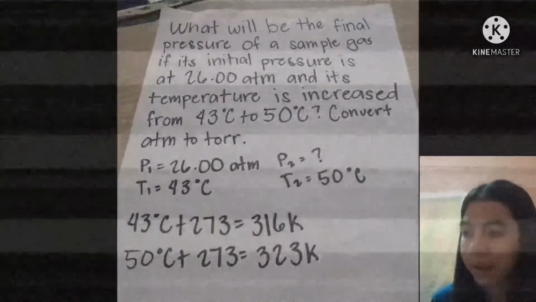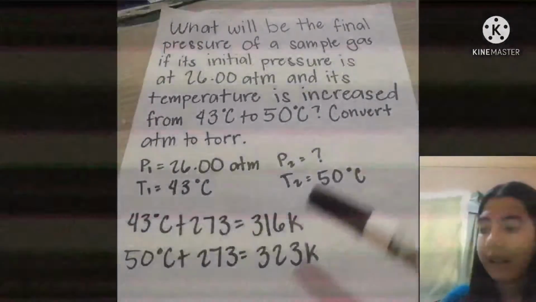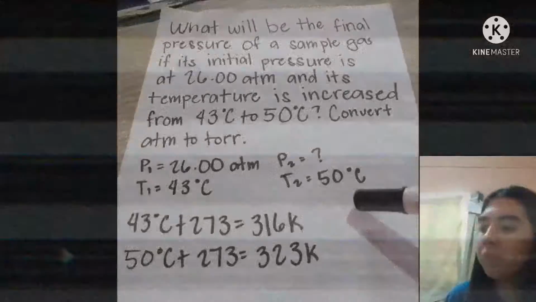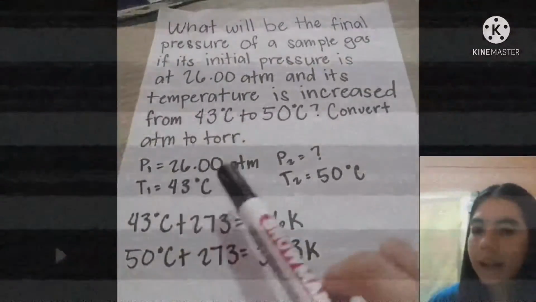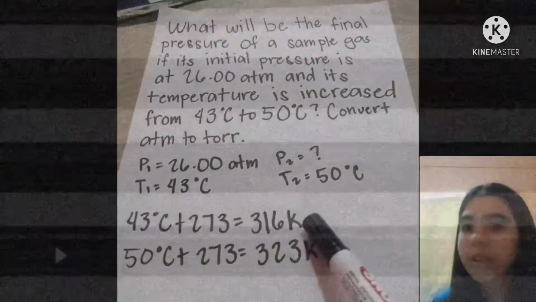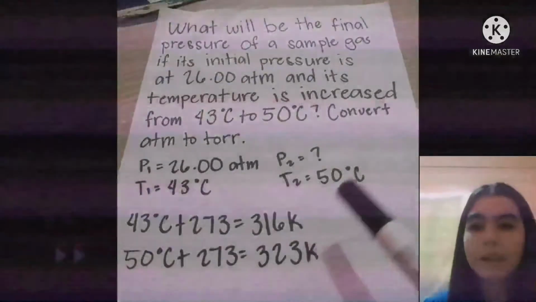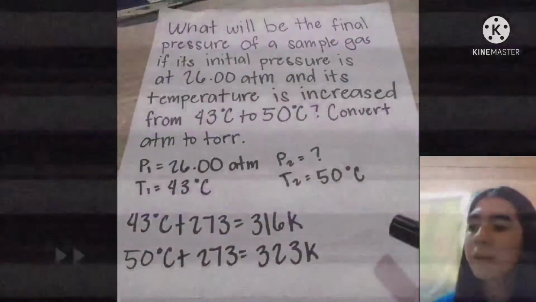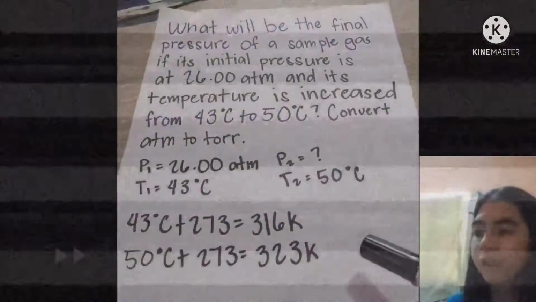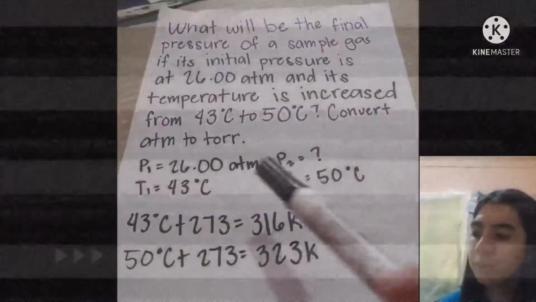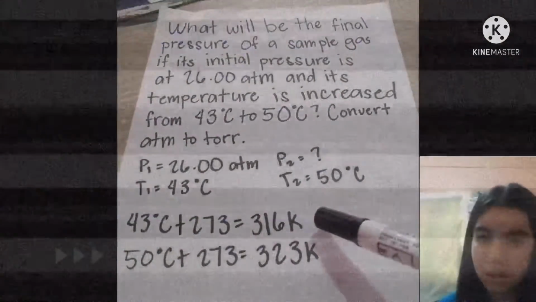natin i-solve yung problem natin, kailangan nating i-convert lahat ng kailangan natin i-convert. So, ang temperature, kailangan natin yang i-convert, Celsius to Kelvin. Kapag Kelvin na yung nakalagay sa problem, hindi na natin siya kailangan i-convert. Pero kapag Celsius, kailangan naka-Kelvin siya. So, i-convert na natin. 43 degrees Celsius plus 273 is equals to 316 Kelvin.